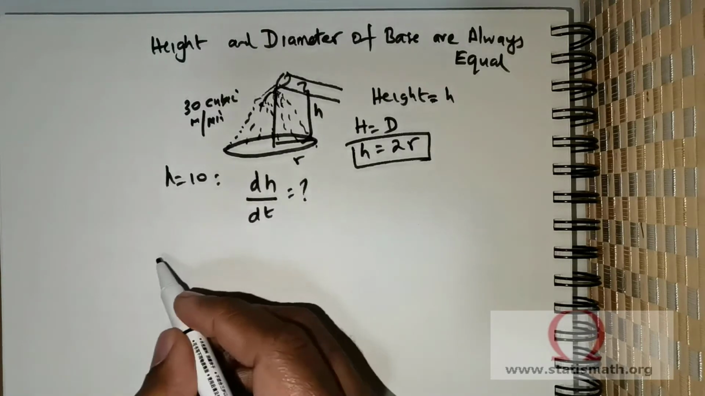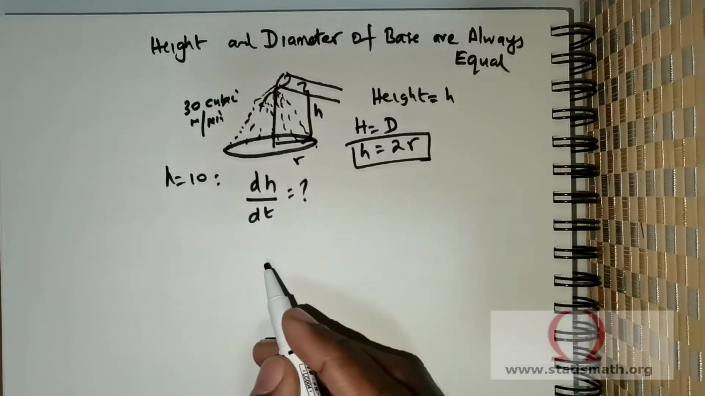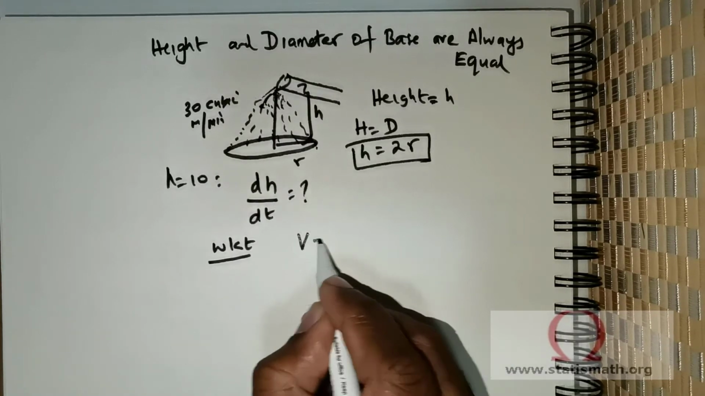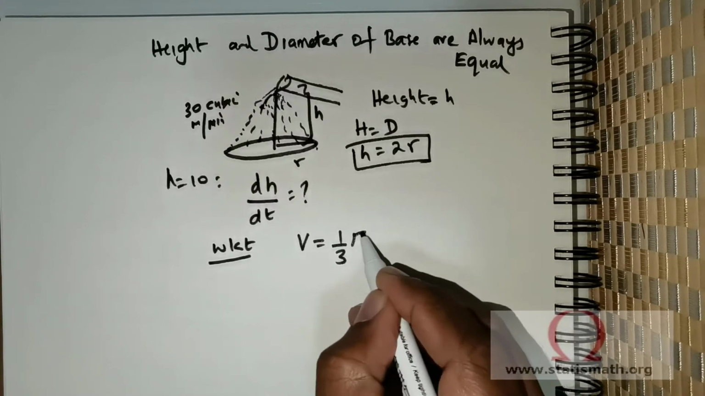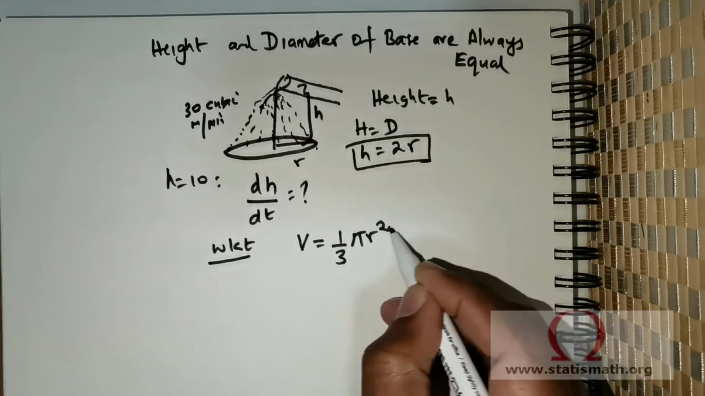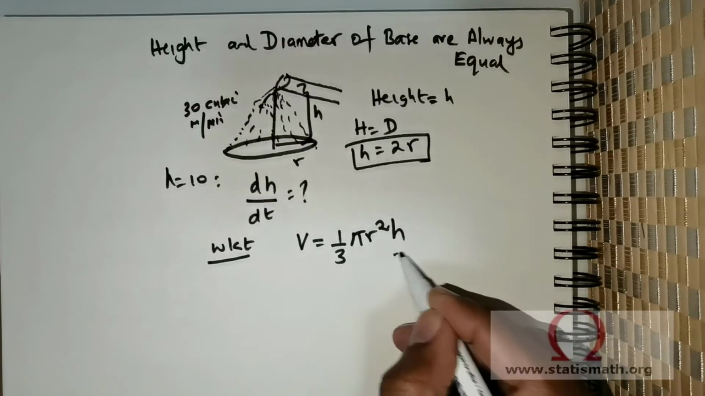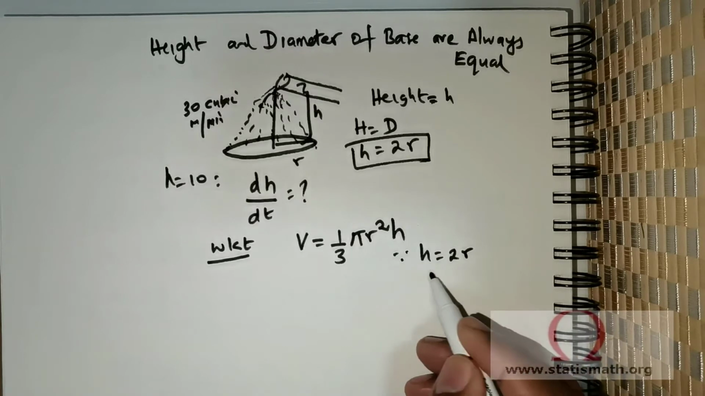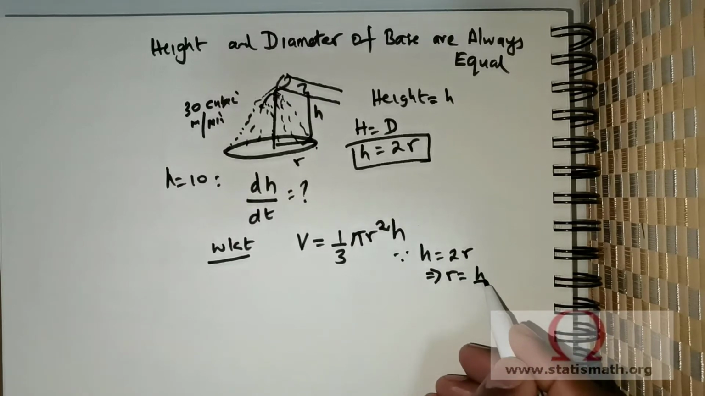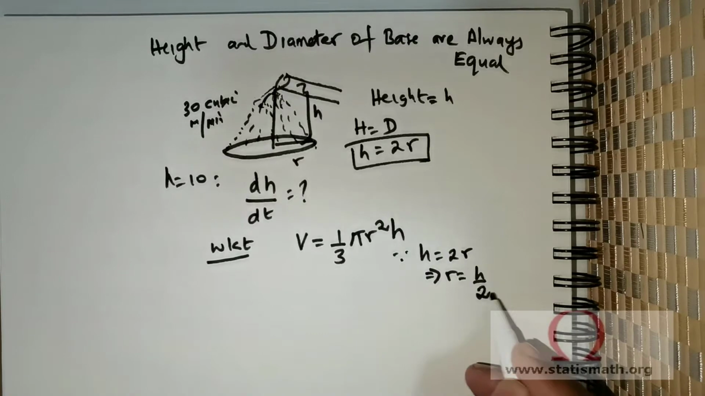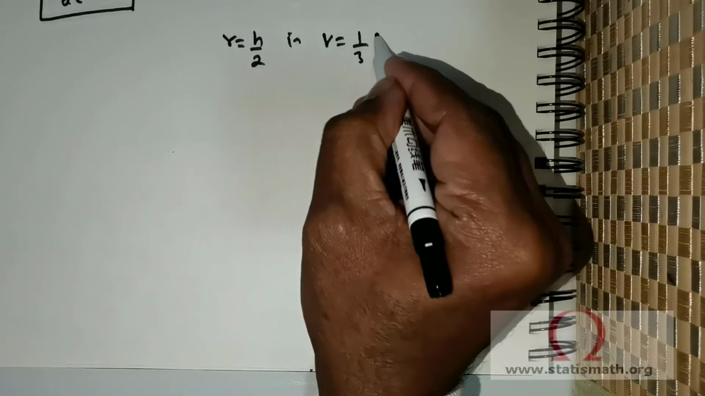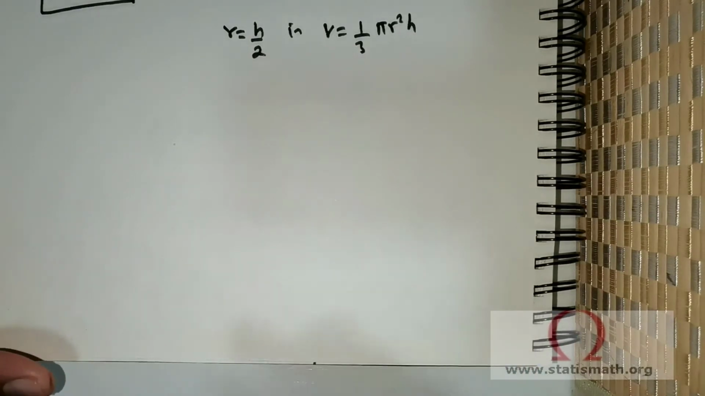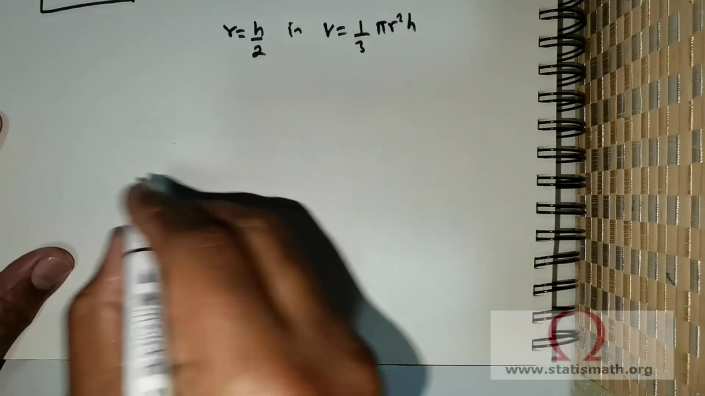It's very simple. Foremost, the shape is conic in nature. So we start by writing the statement. We know that V, the volume of the cone, is 1 over 3 pi r squared h. Now since h is equal to the diameter, h is equal to 2r. So from here I can write r equal to h over 2. That information we have to use in this volume formula of the cone.